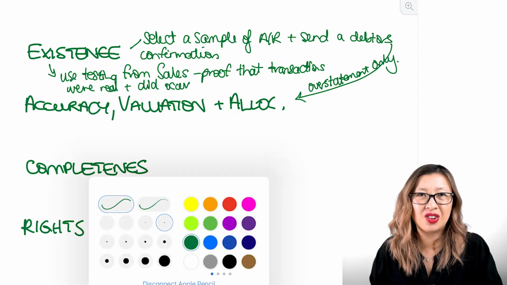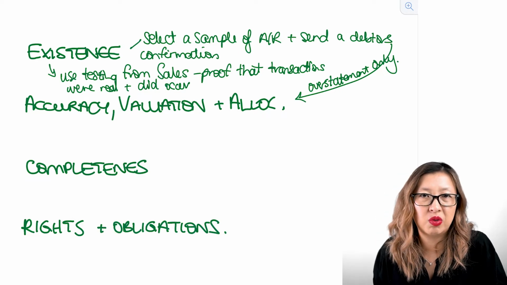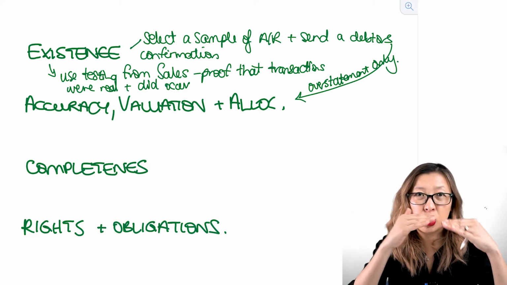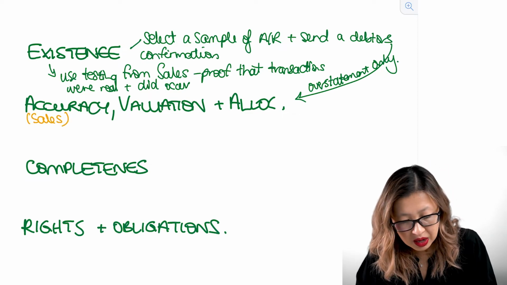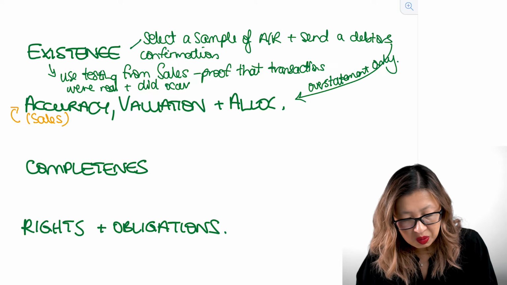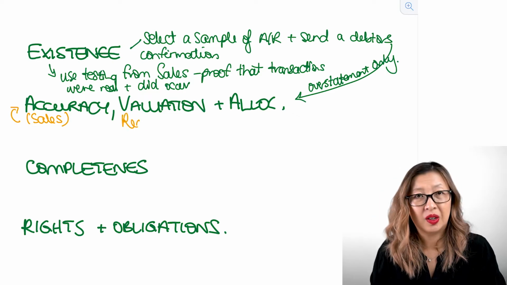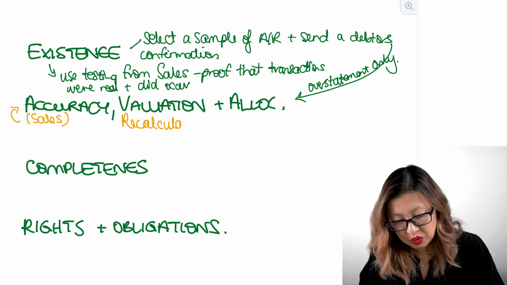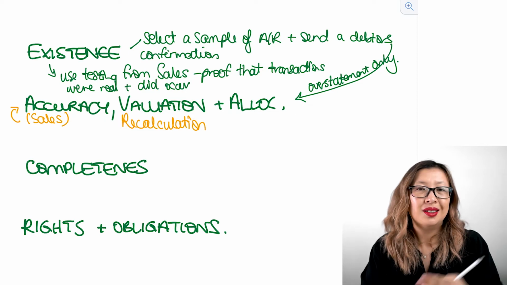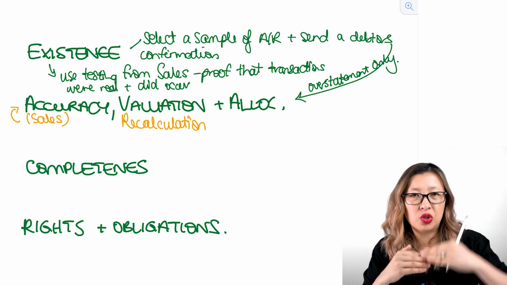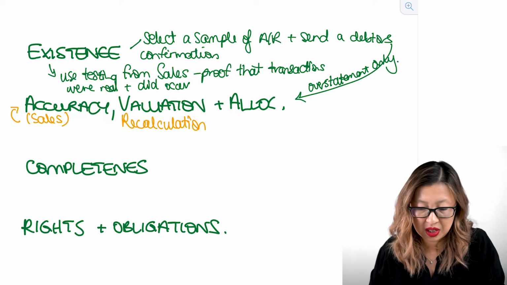Now, when it comes to accuracy, valuation, and allocation, we want to make sure that transactions have been recorded at the correct amount, individual journal entries, which you'll do when you're testing sales. So that accuracy part we'll do a lot of when we're testing sales. Valuation is making sure that all of them add up. Okay, so there's usually some sort of recalculation tests that you can do there to look at the journal entries, add all of those journal entries up, make sure it adds to the individual value of the accounts receivable.